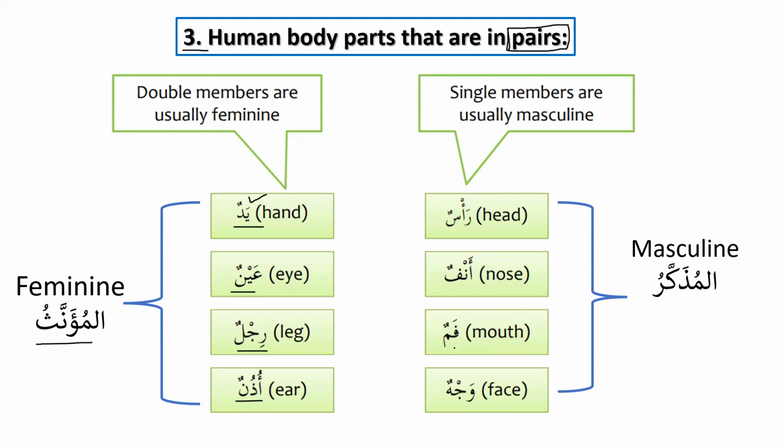Famun, mouth, is masculine. And similarly, Wajhun is also masculine, al-mudhakkaru, because it is singular. So all the body parts that are single are masculine, and all the body parts that are dual, that are in pairs, I should say, are feminine in the Arabic language. So this is the addition to the list. That is the third point that we need to know about feminine.